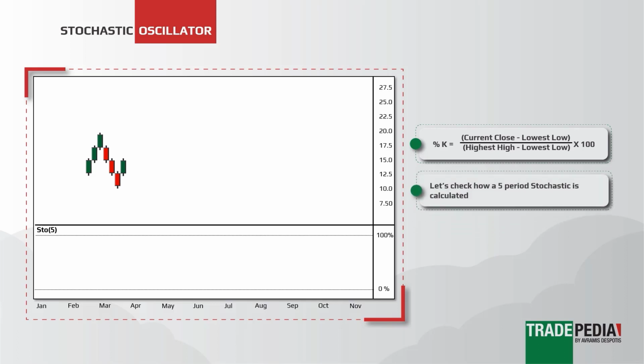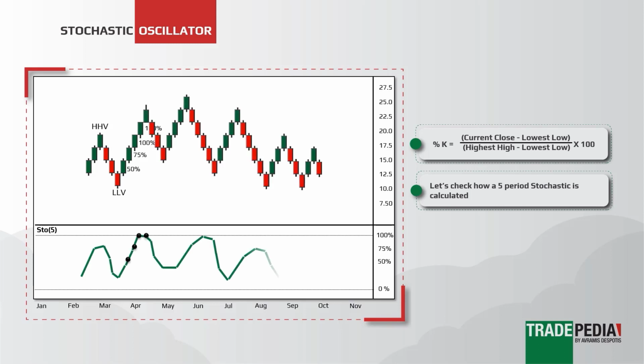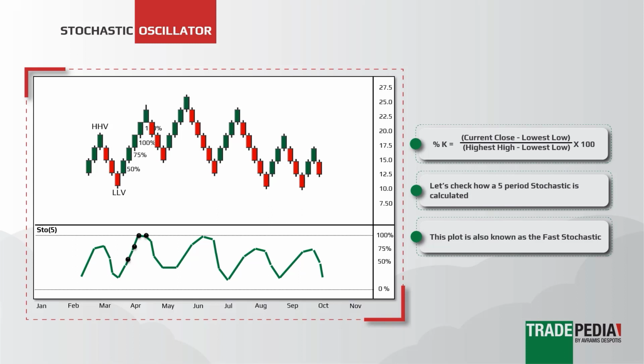Let's check how a 5-period stochastic is calculated. In our example, the lowest low of the last 5 candles is at 10, and the highest high at 20, and the current close is 15. Putting these numbers in the formula gives us our first point at 50%. The next day, the close is at 17.5, taking us to 75%. When the close is at 20, then the current close and highest high are the same, giving us 100%. This plot is known as the fast stochastic.